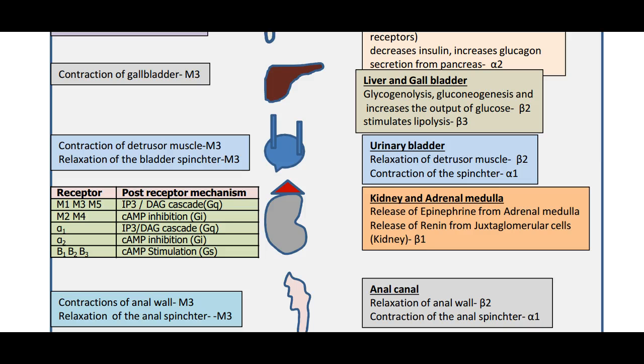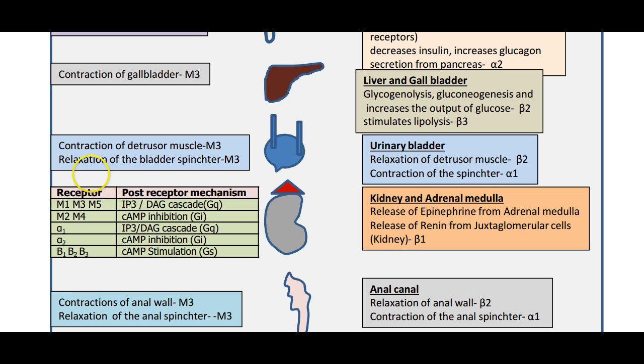Now in parasympathetic nervous system, there are two broad categories of receptors. One is muscarinic receptors and the second is nicotinic receptors. Now in this table, I've shown you the muscarinic receptors and there are 5 subtypes, that is M1, M2, M3, M4, M5.